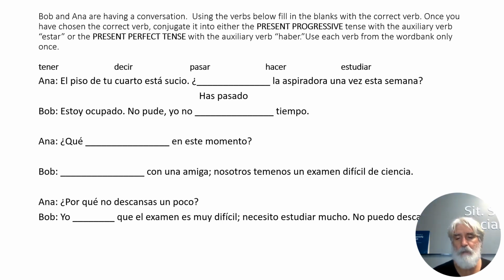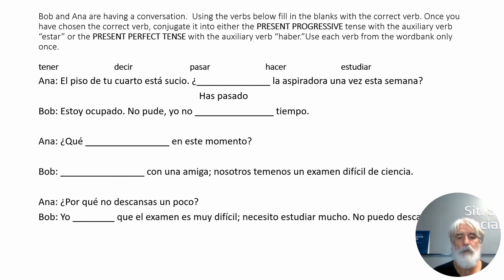Then he says no pude. What does no pude mean? It's from the verb poder. You should all know this. It's the preterite tense. Yo no pude. I couldn't. Okay. And now he says, what are we going to use here? I haven't had time, right? Yo no, I have. So we're going to use the present perfect tense to respond. Okay. So we have to use the verb haber.